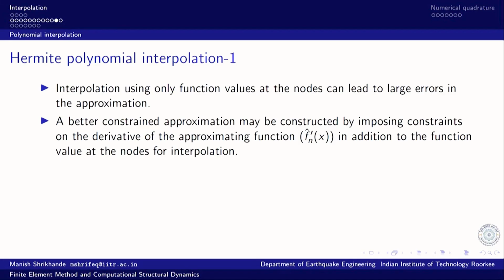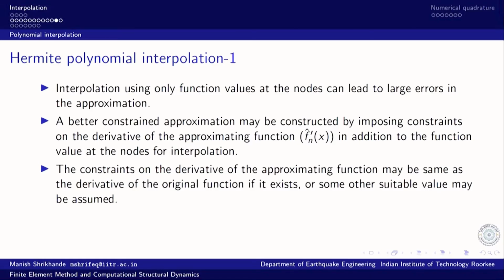So, if we try to improve this situation by constraining not only the function values, but also the derivative of the function, then that model is referred to as Hermite polynomial interpolation. A better constrained approximation can be constructed by imposing constraints on the derivatives of the approximation function in addition to the function values at the nodes for interpolation. So, at the nodes we will look at not only the function values, but also the derivative of the function, so slopes of the function.